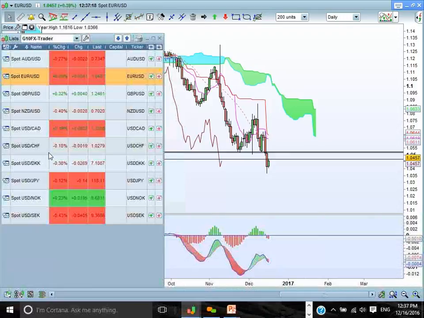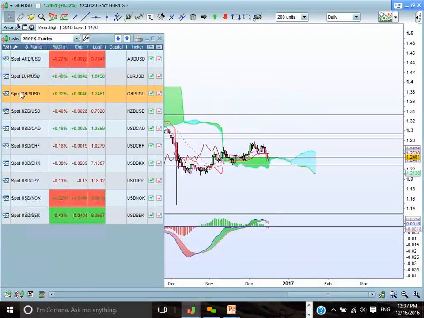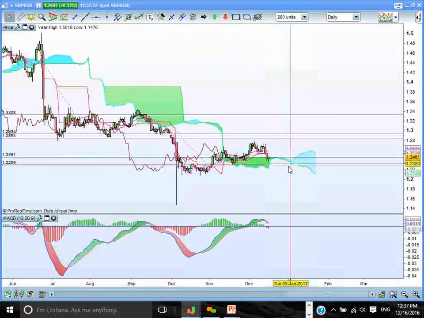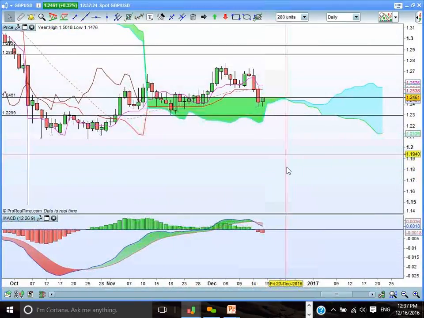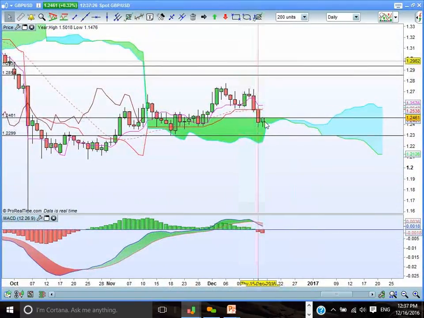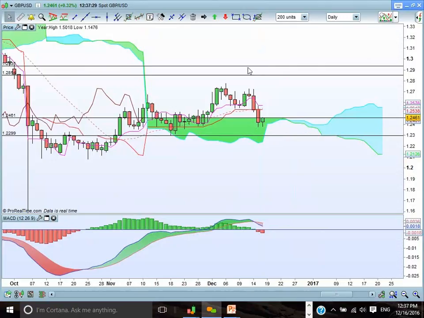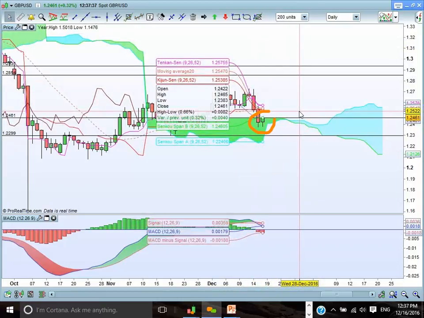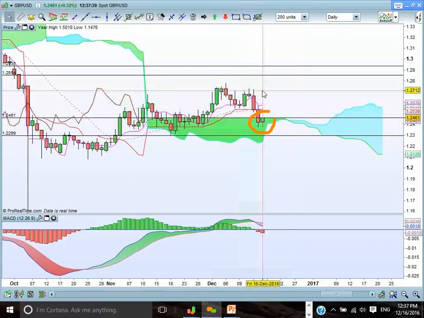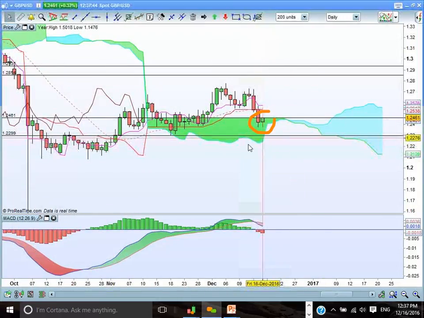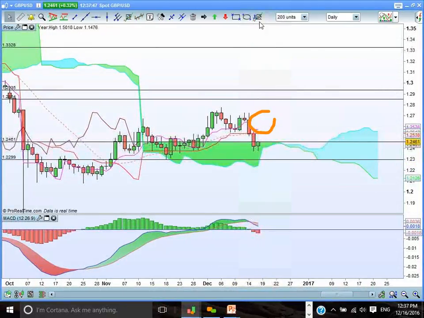Let's look at sterling, pound sterling here. The daily cloud here is fighting desperately for support at the top end of the cloud. The top end of the cloud is a significant support area. It's trying to find support at 124.61. The bottom of the cloud is the next key resistance zone, so that's the other area where we could see some problems.